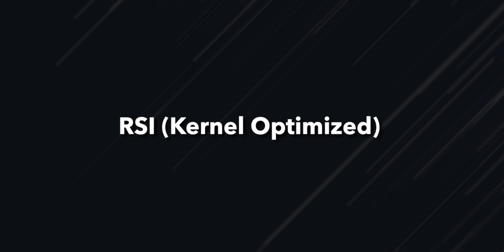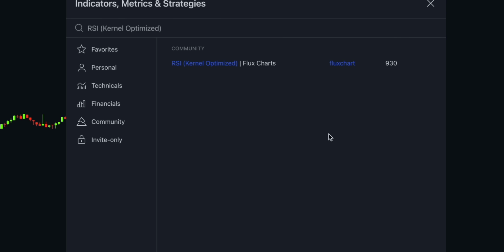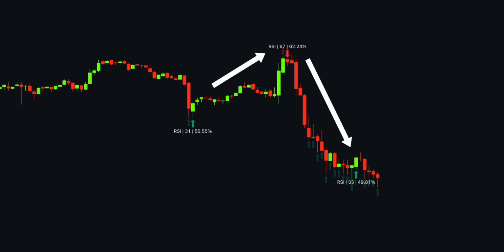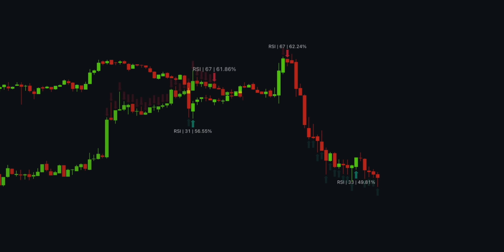I know many of you like the RSI indicator, but what if I told you I had found something much better? Introducing the RSI Kernel Optimized. This indicator is an advanced version of the classic relative strength index. It integrates a statistical tool called kernel density estimation, which helps identify key turning points or pivots in the market. These pivots are essential because they signal potential trend reversals, making it easier for you to know when to buy or sell.